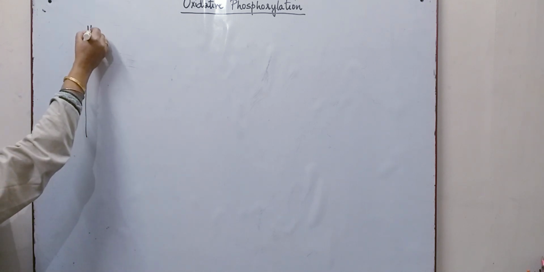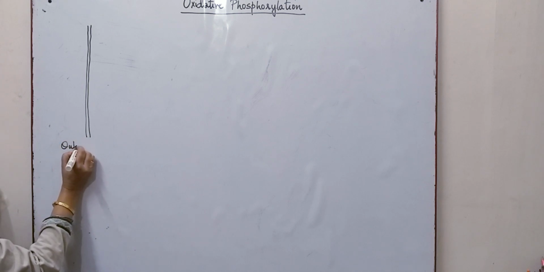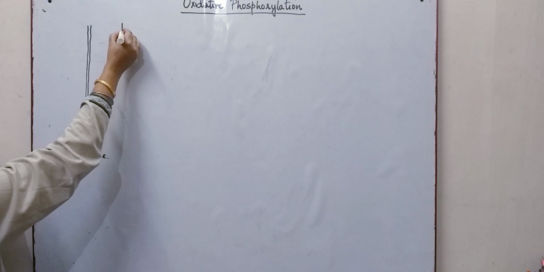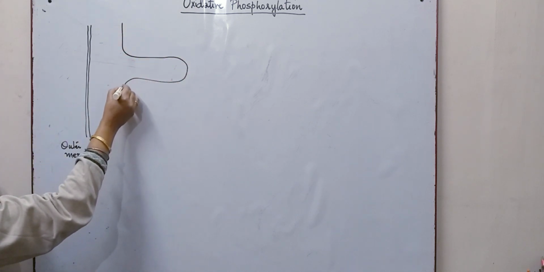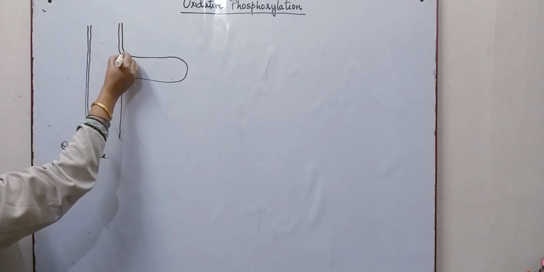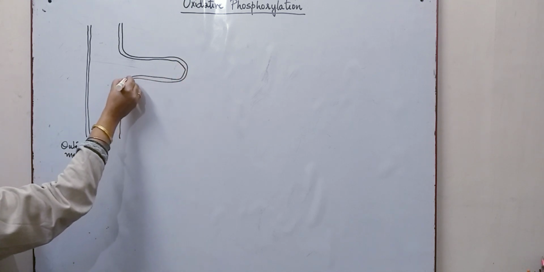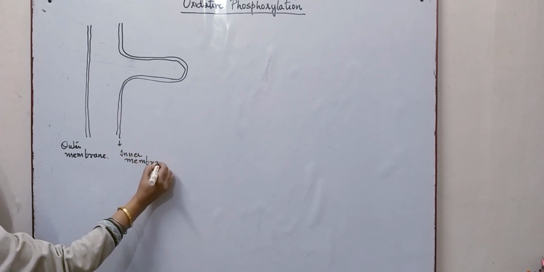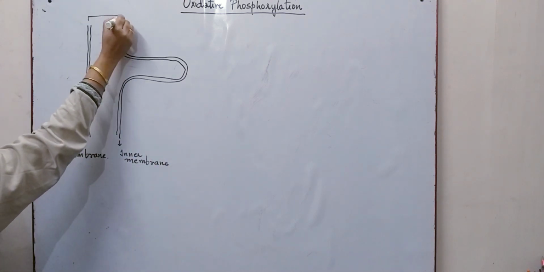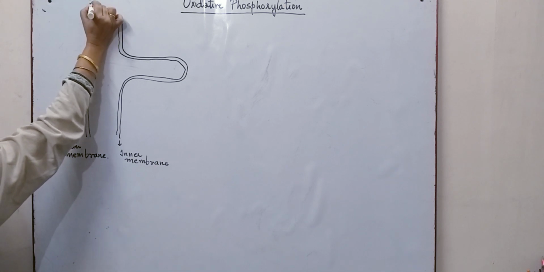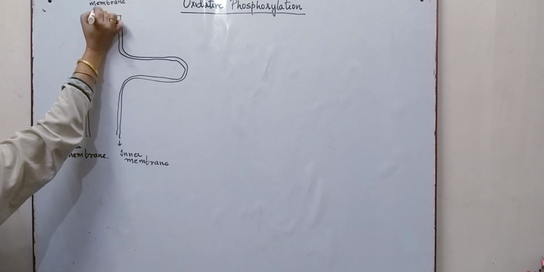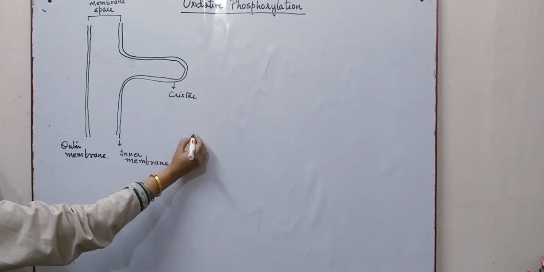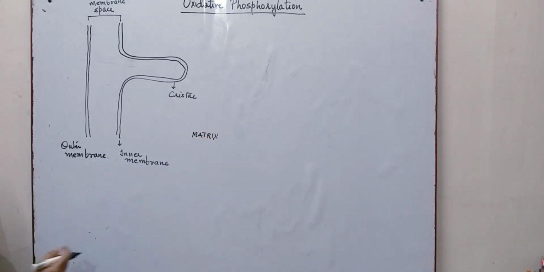This is the outer membrane. So here I write outer membrane. Then this is the inner membrane, which extends into foldings, and these foldings are known as cristae, which extend towards the matrix side. So this will be the inner membrane. This is the intermembrane space where protons will be released. These are the cristae of mitochondria, and this area, the cristae, opens into the matrix.